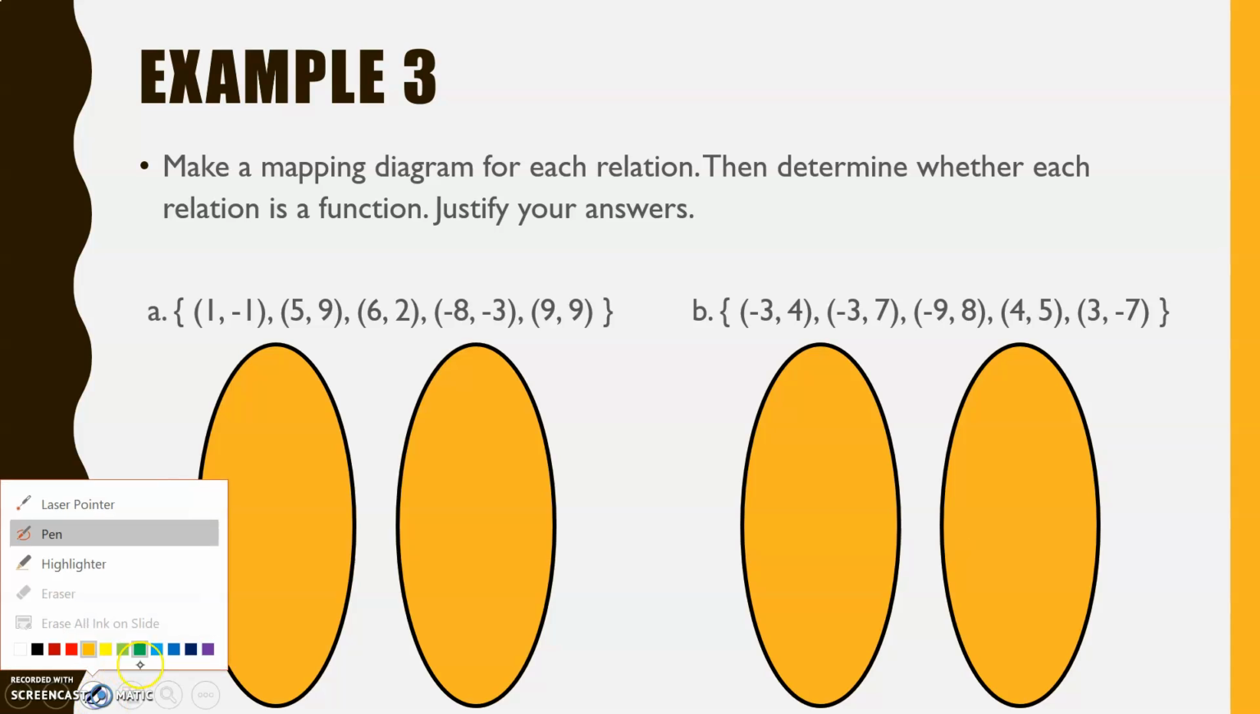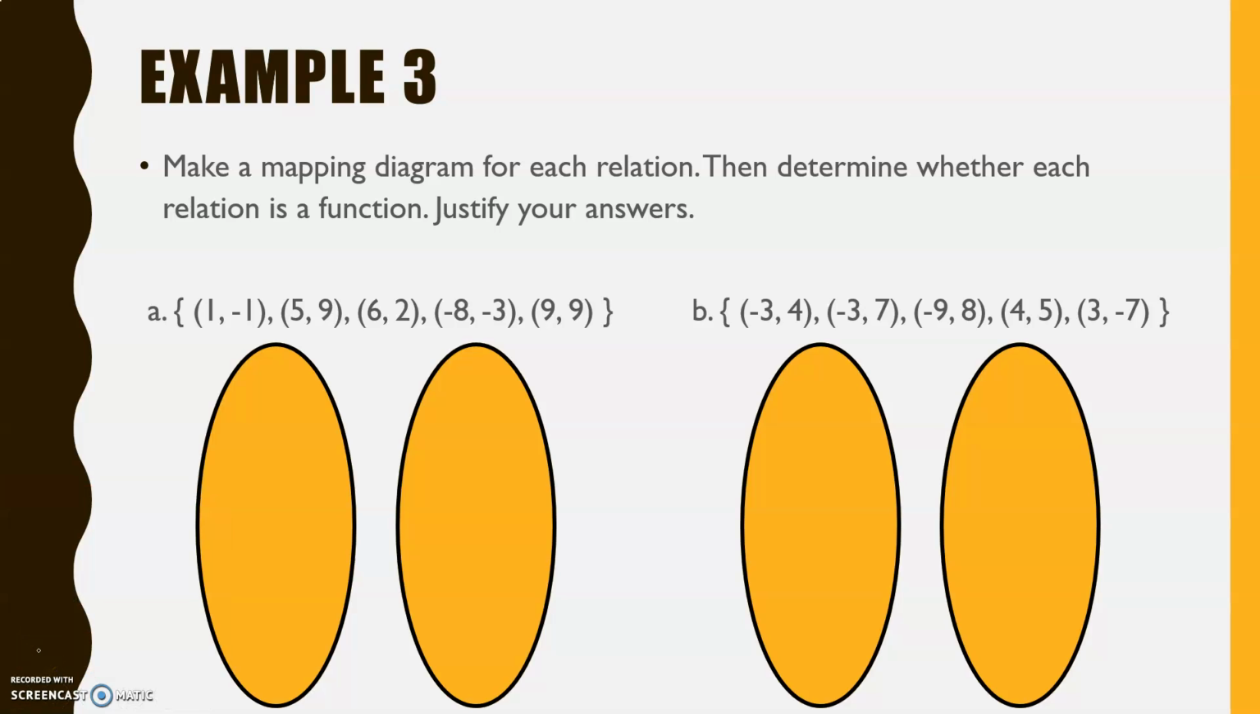You don't have to write out the domain and range on these, but I'm going to go ahead and fill in my values. And again, they do need to be in numerical order. So if I look at my x-coordinates on letter A, I get -8, and then I get 1, 5, 6, 9. And then when I fill in my y-coordinates, I would get -3, -1, I would get 2, and 9. Now 9 repeats twice in the y, so I'm not going to write it twice, I'm just going to write it the one time.